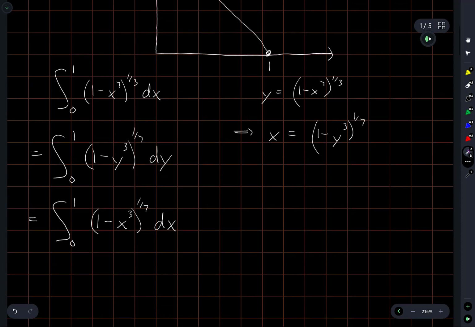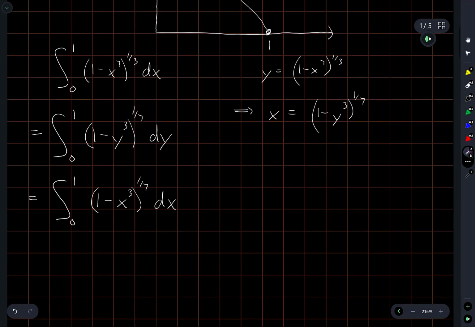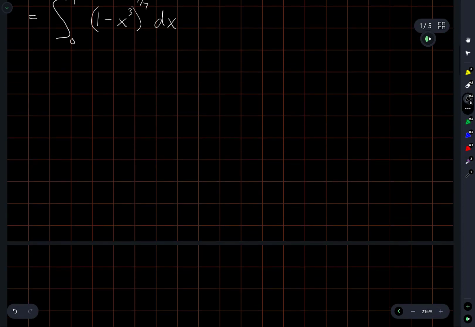Okay, and so what you see here, the original integral, or at least the integral of the first term that we started with in the original question, is equal to the integral of the second term from the original question. And so this whole thing, if we write it as a difference of two integrals with the minus sign, they're just going to cancel out. So the integral from 0 to 1 of (1 minus x to the 7) to the power of a third minus (1 minus x cubed) to the power of 1 over 7 is equal to 0.